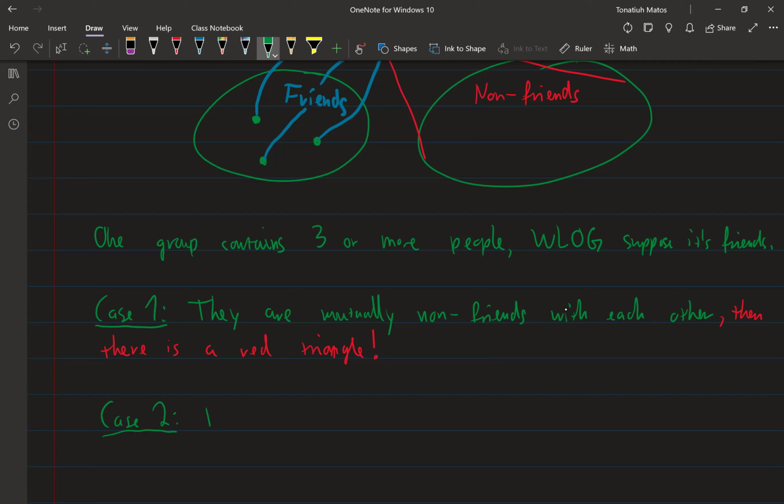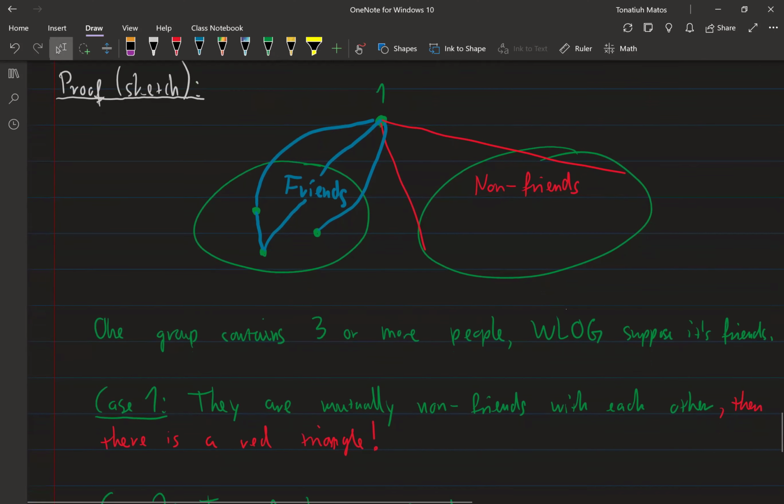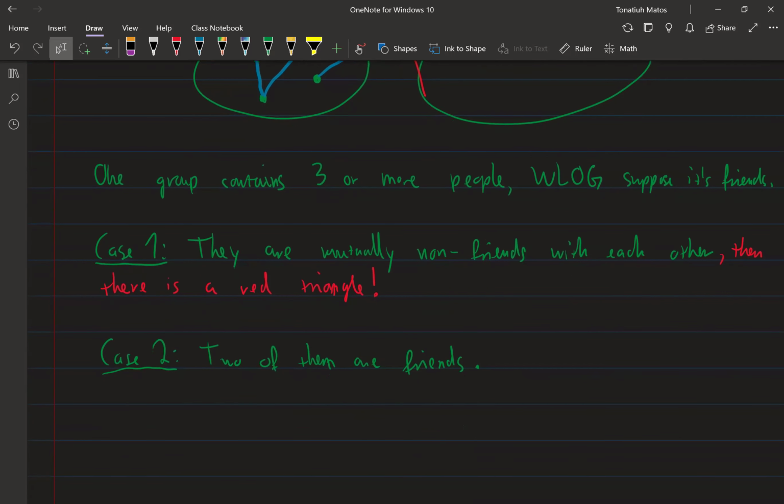So case 2 is, 2 of them are friends, right? The first case 1 is none of them are friends. Case 2 is, well, 2 of them are friends. And then you can see why we're done, right? Let's say that these 2 are friends, and then, oh, here's a triangle. 2 of them are friends with me. That's 3 mutual friends. And we're done, right? There's a blue triangle.